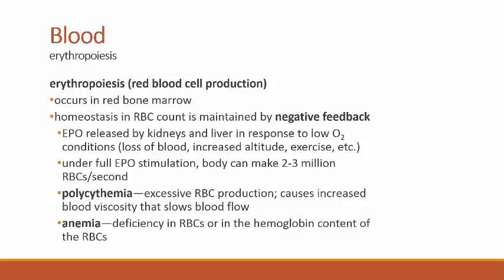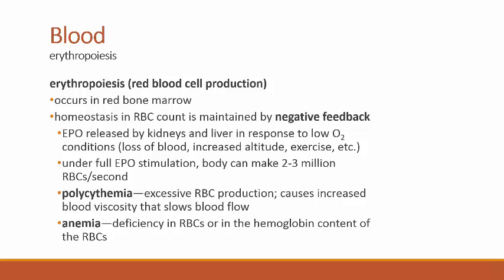And as oxygen gets low in the blood, the kidneys and liver will release erythropoietin, and this erythropoietin then will make its way to the hematopoietic stem cells in the red bone marrow and result in increased production of red blood cells.